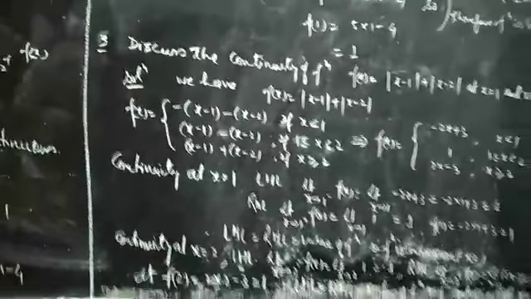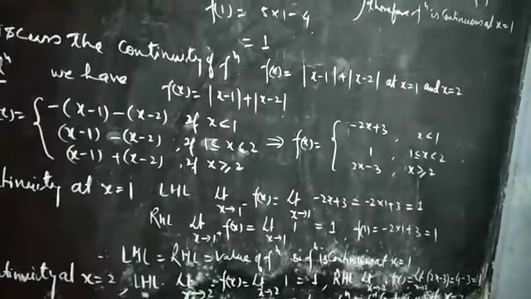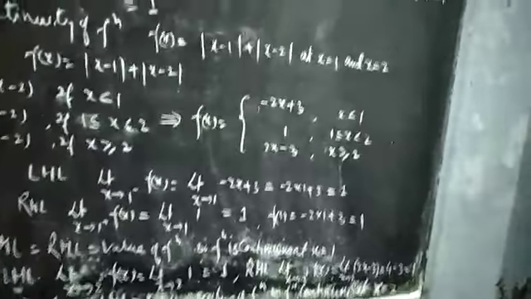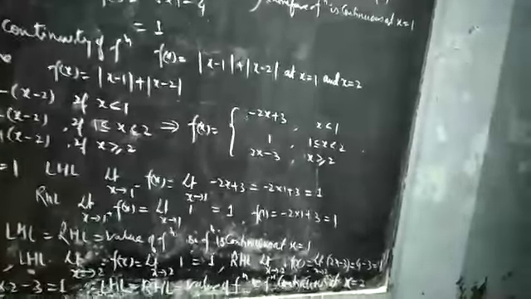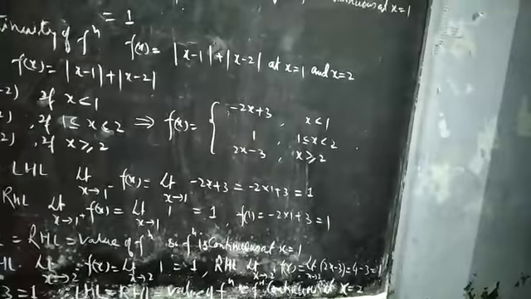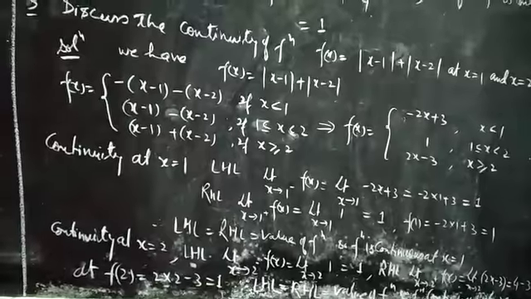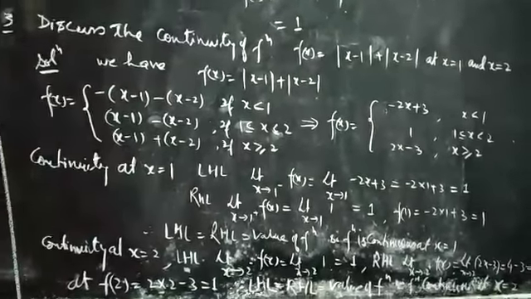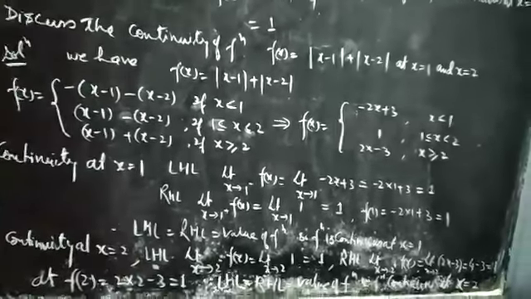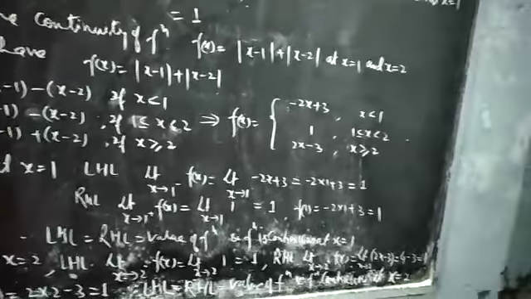Continuity at x = 2. LHL, limit x tends to 2 negative of f(x) is equal to limit x tends to 2 of 1. So it is equal to 1. And RHL, limit x tends to 2 positive of f(x) is equal to limit x tends to 2 of 2x - 3, which is equal to 1. At x = 2, f(2) is equal to 2 into 2 - 3 is equal to 1. So it is clear that LHL is equal to RHL, equal to the value of the function. Therefore, the function is continuous at x = 2.